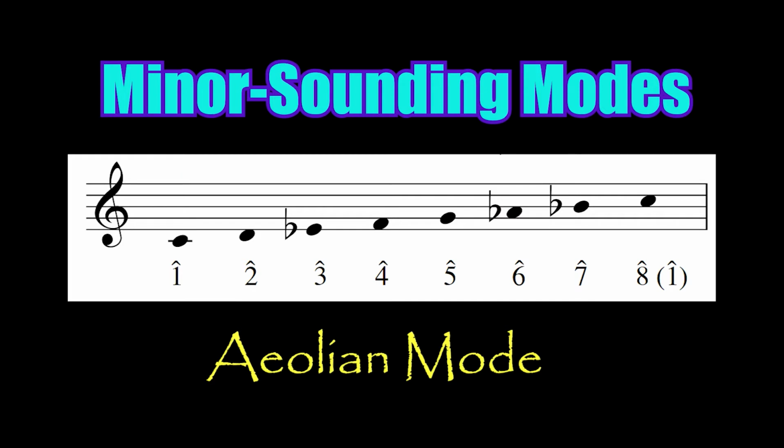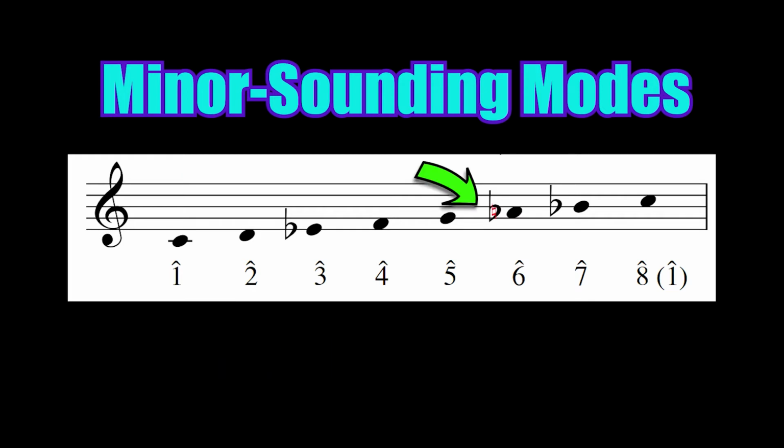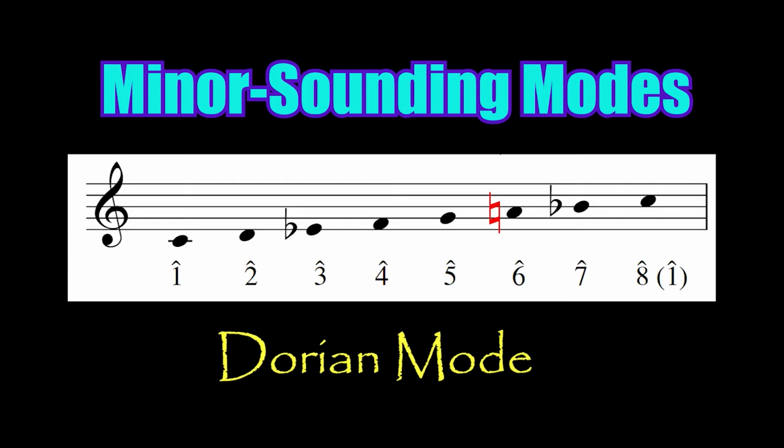But what if, instead of playing an A flat, we played an A natural, making it a whole step between the 5th and 6th scale degree? By making this one small change, we've taken the Aeolian mode and turned it into the Dorian mode. Here's what it sounds like.